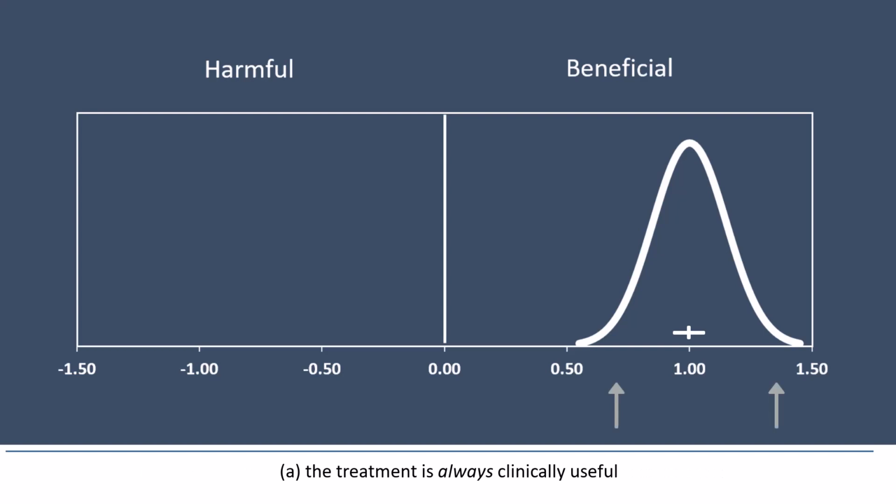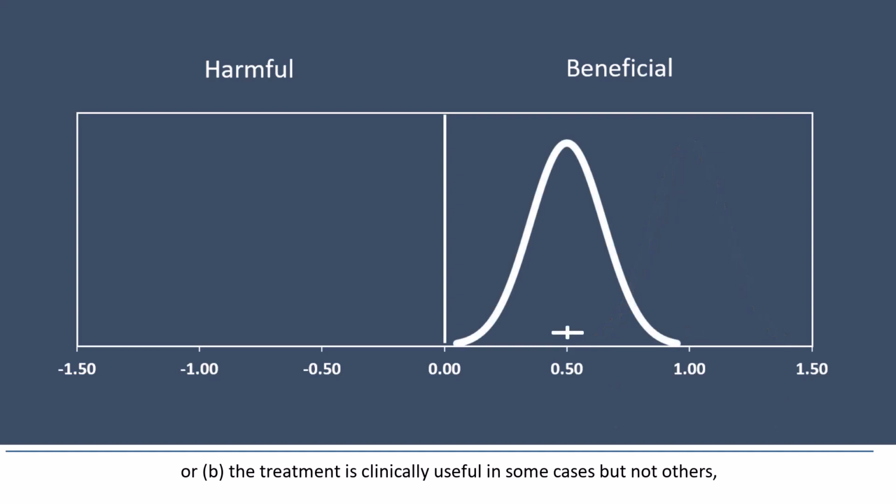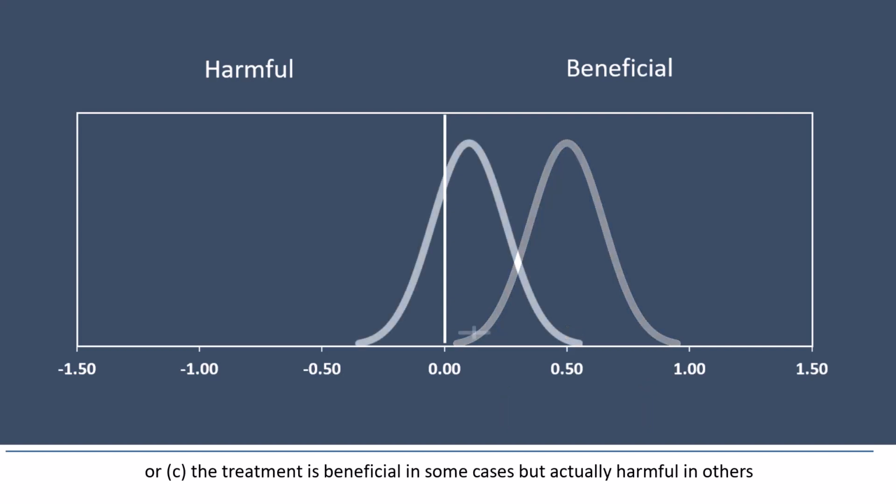More generally, this kind of plot allows us to distinguish between cases where A, the treatment is always clinically useful, or B, the treatment is clinically useful in some cases, but not others, or C, the treatment is beneficial in some cases, but actually harmful in others.